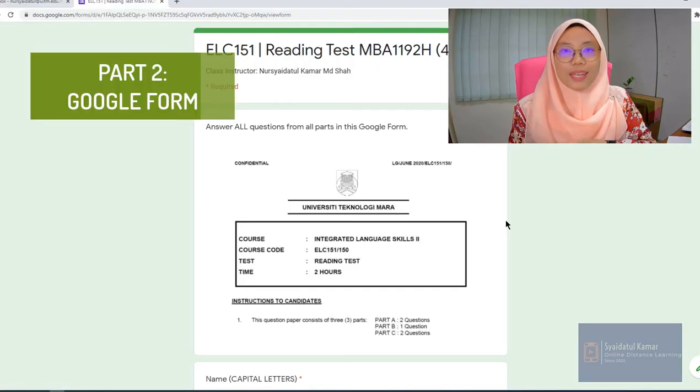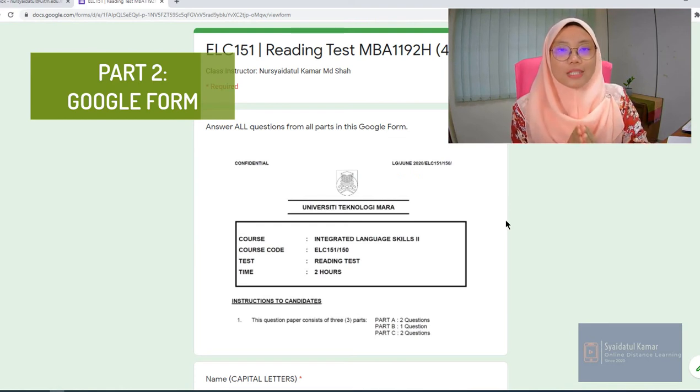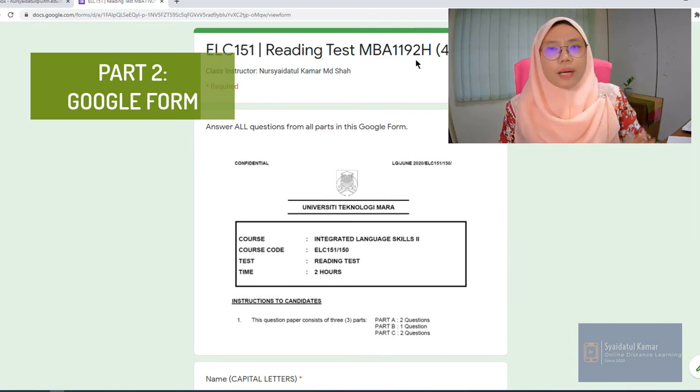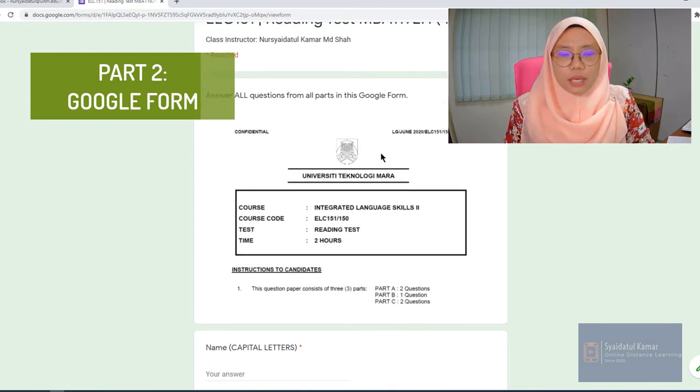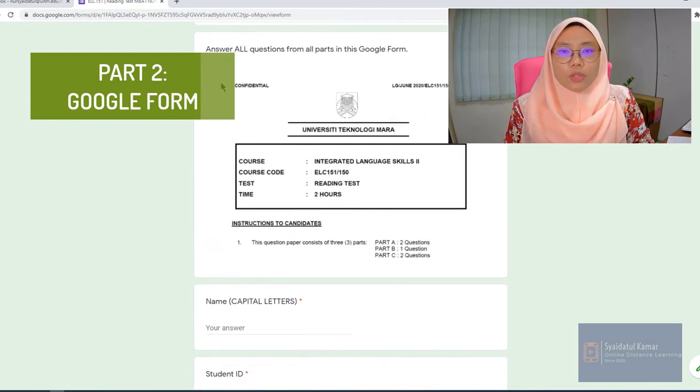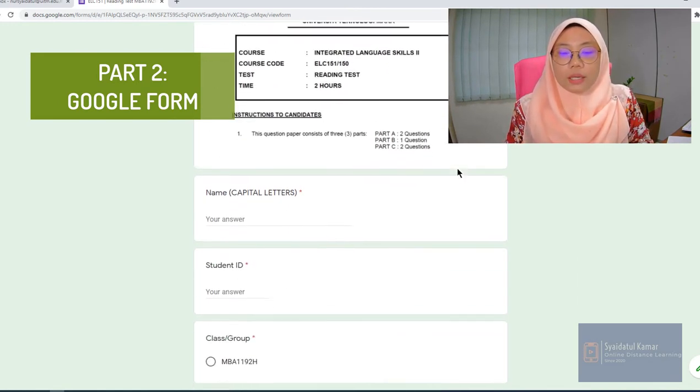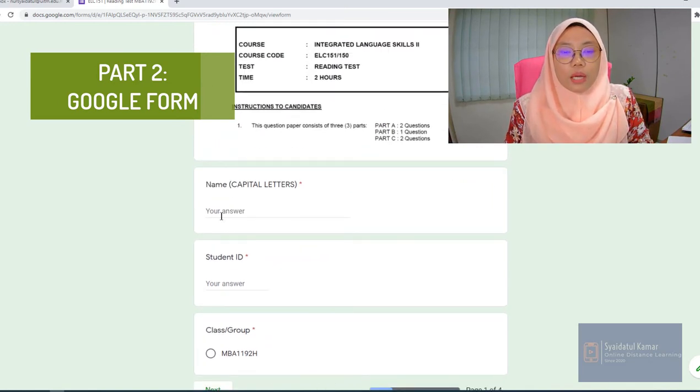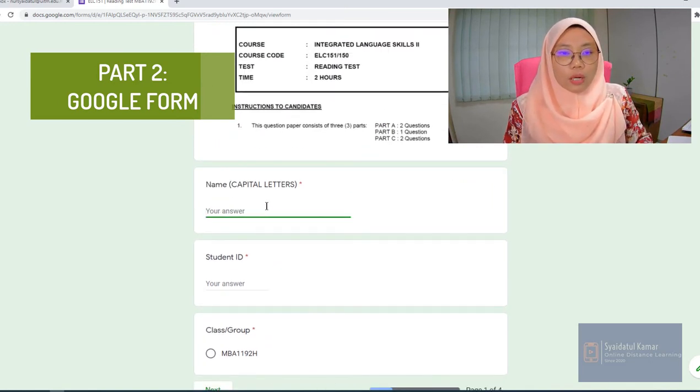Okay, next I am going to show you how your reading test is going to be conducted. So I'm going to use Google Form, and this is how it is going to look like. This is a sample from last semester with my student, their reading test, but it is basically the same thing. Okay, so I'm going to provide you with the cover, and then you have to fill in your name.